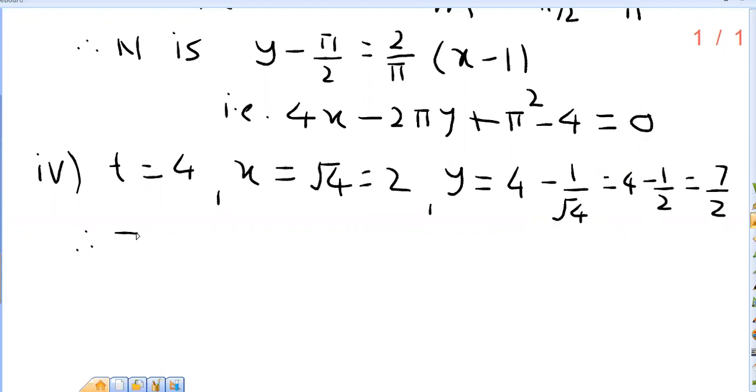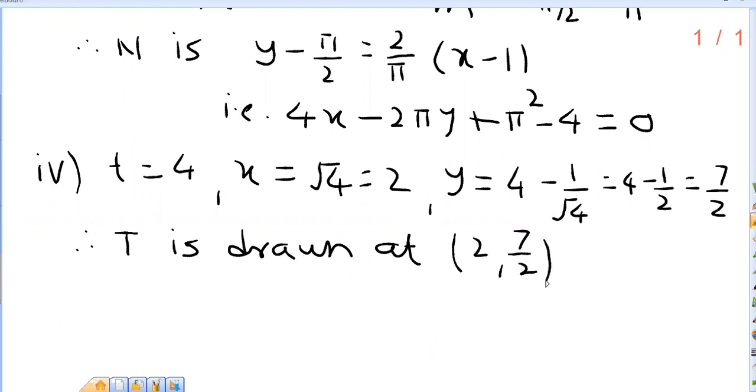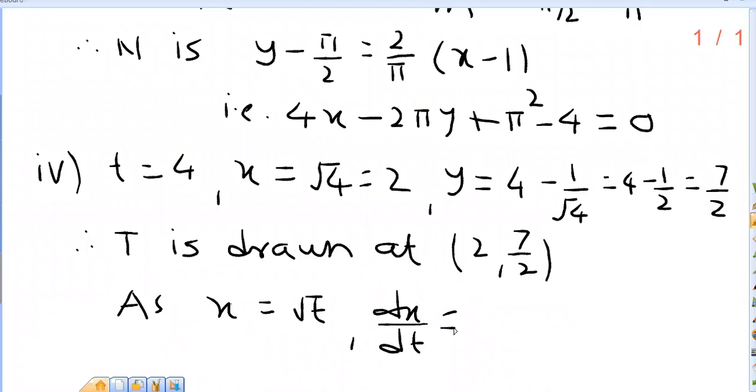Therefore, tangent is drawn. Tangent is drawn at which point? At 2 comma 7 by 2. Is that clear? Okay. Now let us find dy dx as x equal to root t. What is dx dt? See, this is basically derivative of parametric function. Derivative of root t is 1 upon 2 root t. Simple.